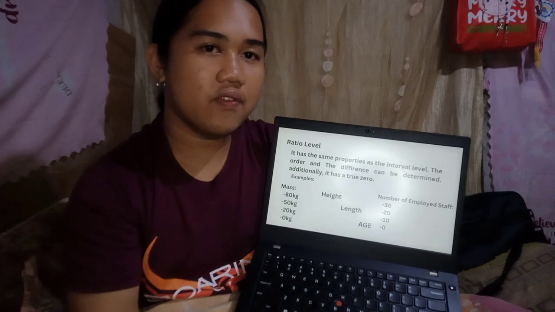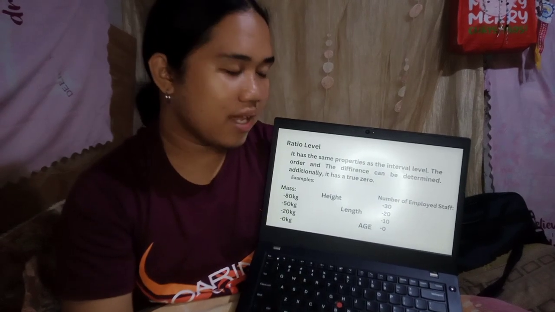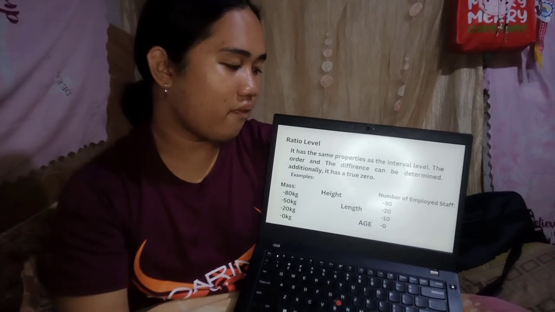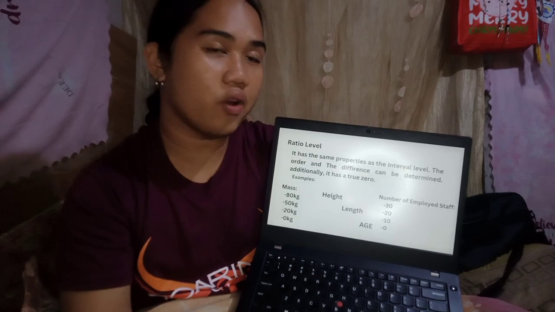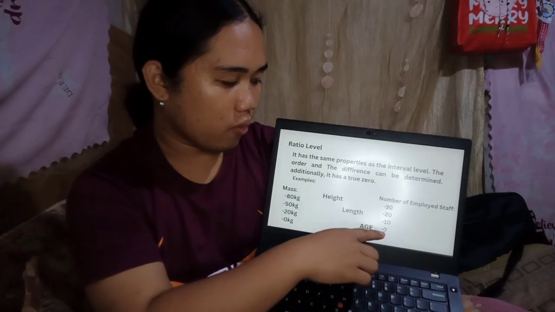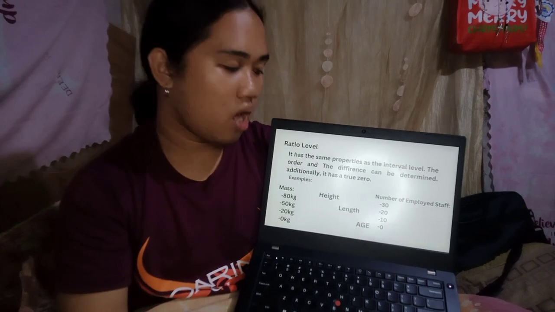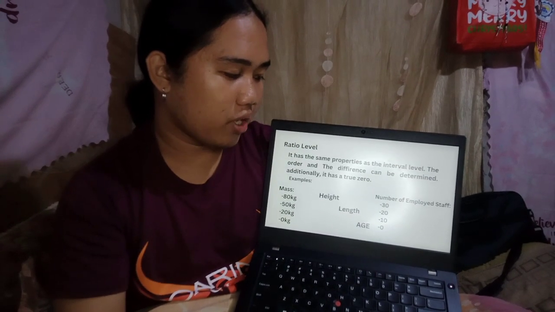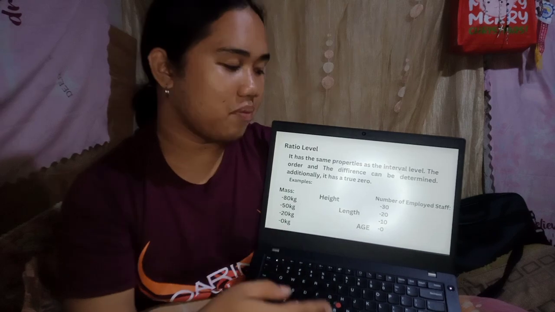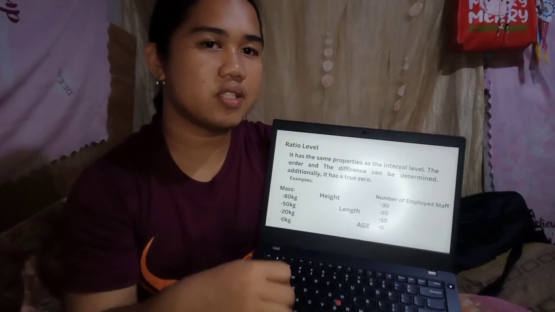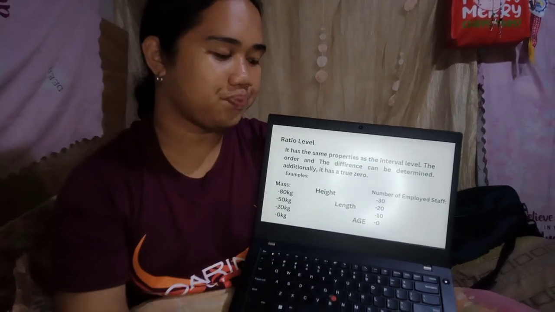And our fifth and last example for the ratio level is the number of employed staff, which we have here the 30, the 20, the 10, and the 0 employed staff. So 0 means that it has no employed staff in the business at all.